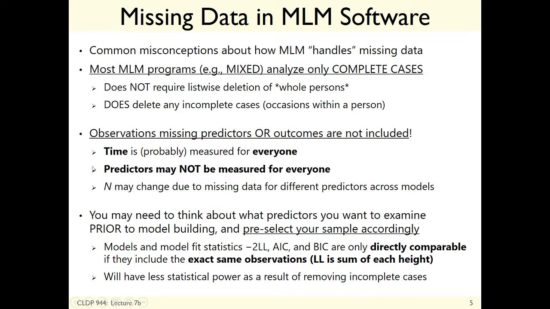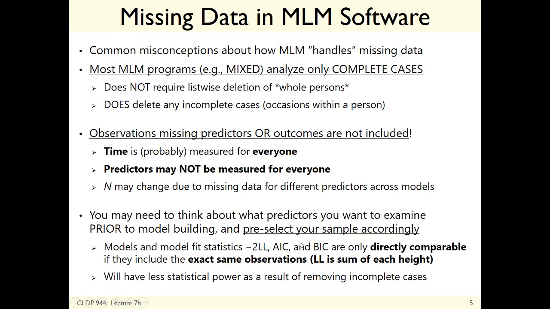So time is likely measured if you have the outcome at that occasion, but your predictors may not be. So your sample size may change across models depending on which predictors you've included and their patterns of missingness. You cannot do any kind of model comparison involving -2 log likelihood, AIC, or BIC if your sample size changes. -2 log likelihood is literally the sum of the log likelihoods for each person. It will change if you have different people contributing to the sum, regardless of whether the predictors help your model.